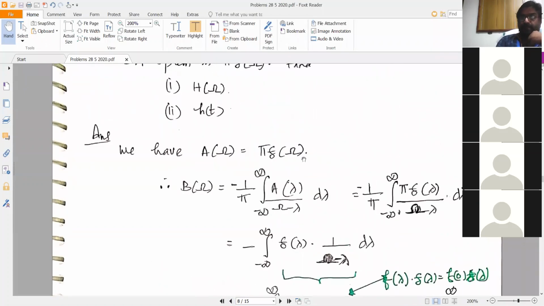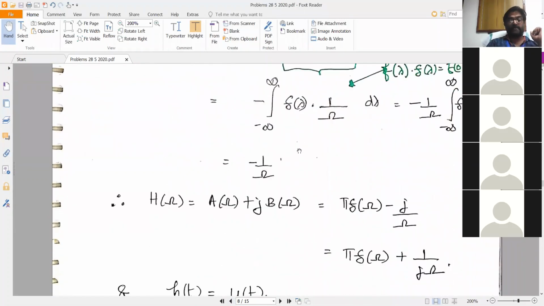A of omega was equal to pi delta omega. So that's easily proven. Which means you can write H of omega is equal to A of omega plus j into B of omega, which you can write as pi delta omega minus j by omega. I will write 1 by minus j as equal to minus j, so minus j by omega. So this becomes pi delta omega plus 1 by j omega.